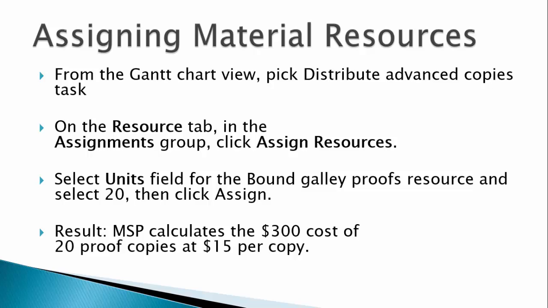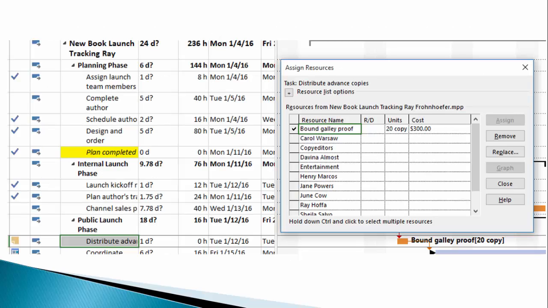Davina's Publicist gives us a list of 20 people to receive advance copies of the book in the form of bound galley proofs. We can use the Assign Resources function to assign 20 copies, and Project will calculate the $300 cost based on the $15 per copy price. Notice that Project also added the copy label when showing the resource to the right of the task.